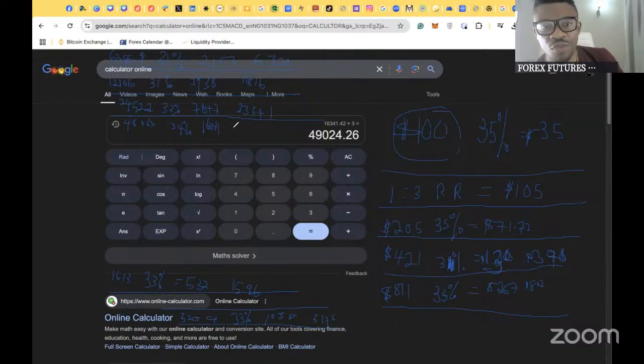Yeah. So if we go further now with this, we are getting a profit of 49,024. If we add this up, that's week 11. Adding this up will give us 48,063.